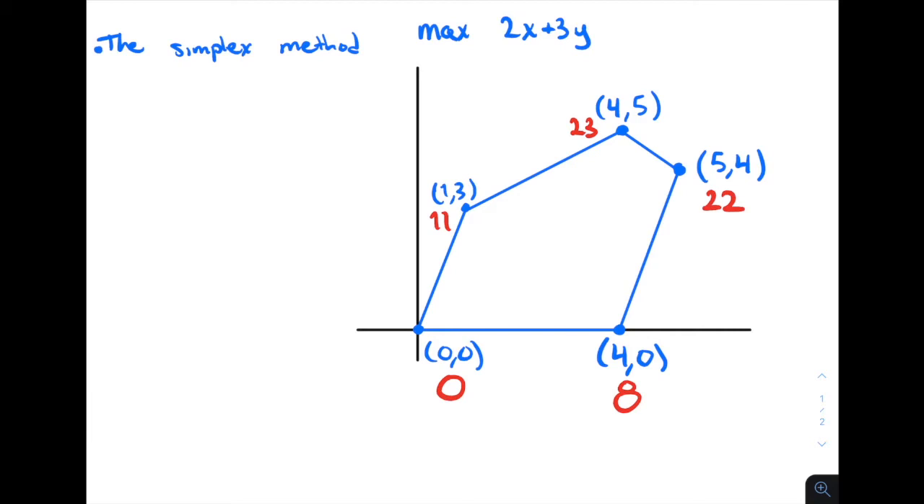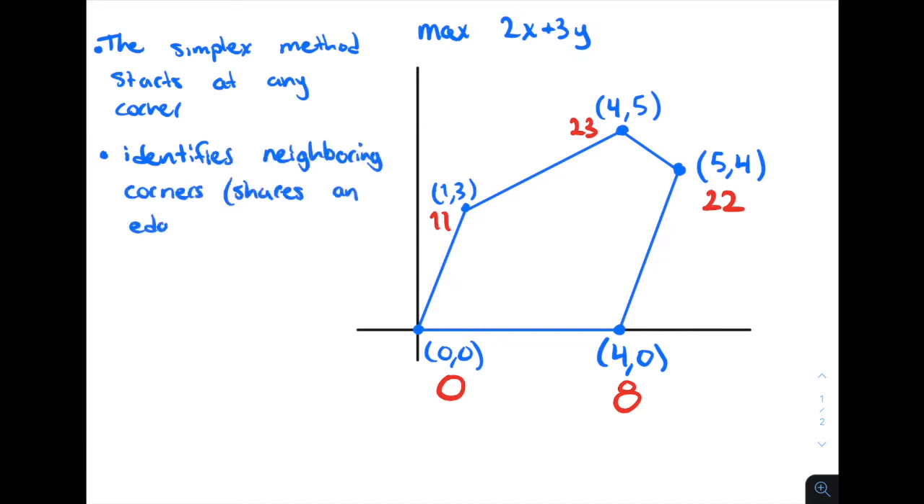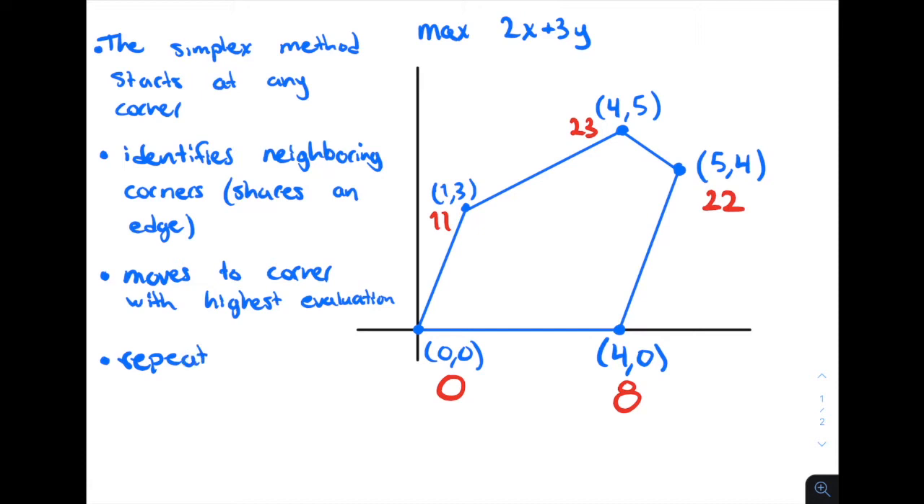The simplex method starts at any corner. It identifies its neighboring corners, those that share an edge, and then moves to the corner that has the highest evaluation. It repeats this process until it's on a corner that has no neighboring corners that are better. For feasible regions constructed by linear inequalities, this method will always terminate at the correct solution.